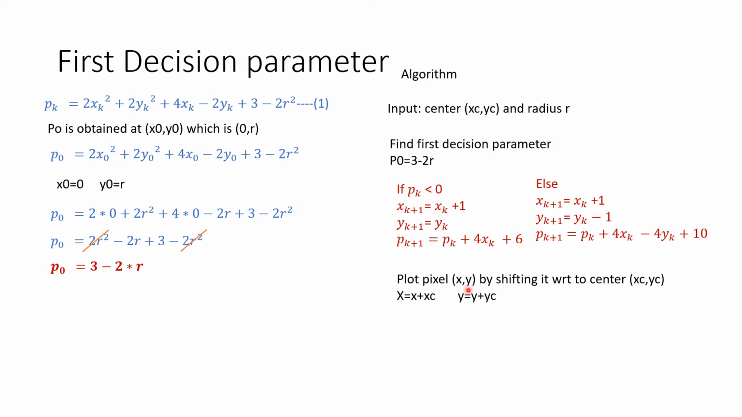We plot the current pixel by shifting it with respect to the center xc, yc by simply adding the value. Whatever x and y we obtain, we add the center value and shift it to the desired location, and obtain the remaining 7 points using the eight-way symmetry. These steps are repeated till the entire first octant is over. The condition for the first octant to be over is y equal to x. When both values become equal, the first octant will be over.